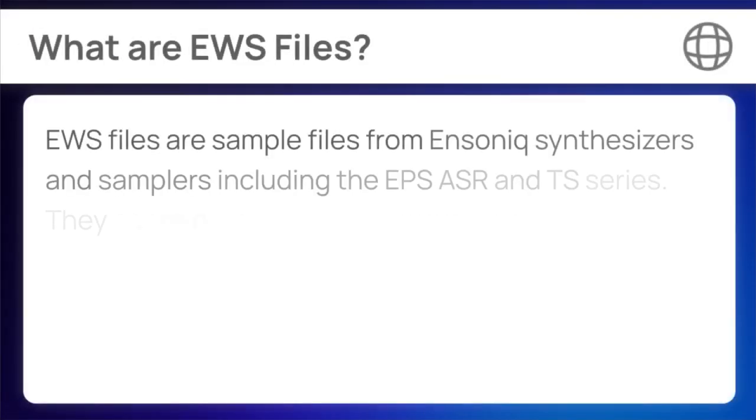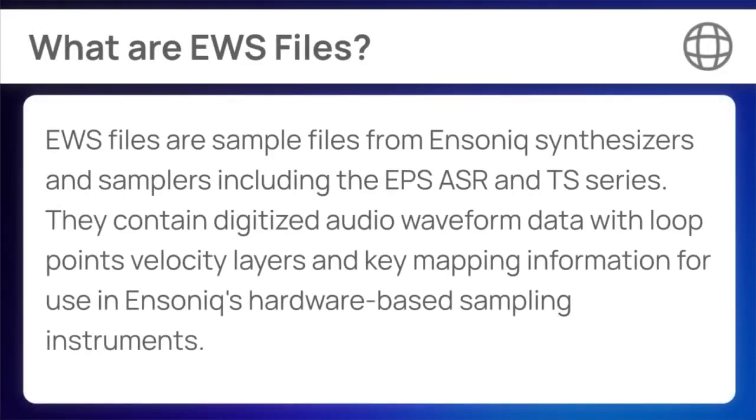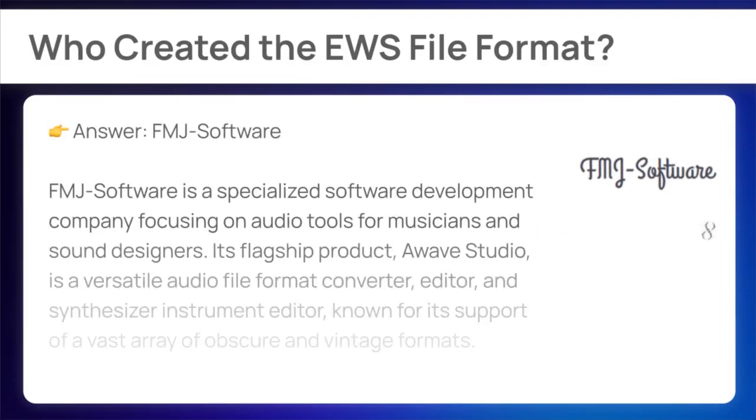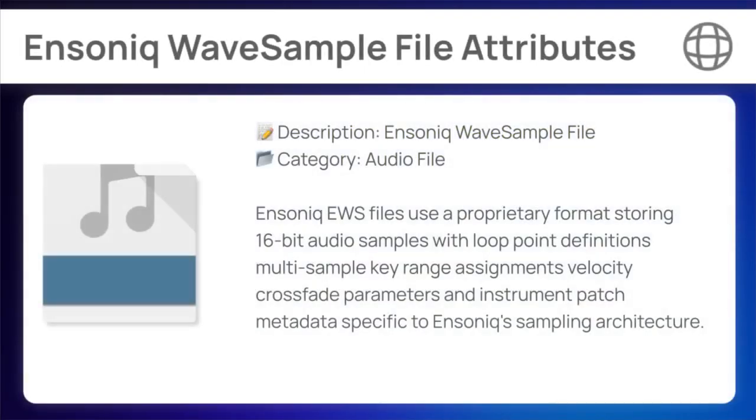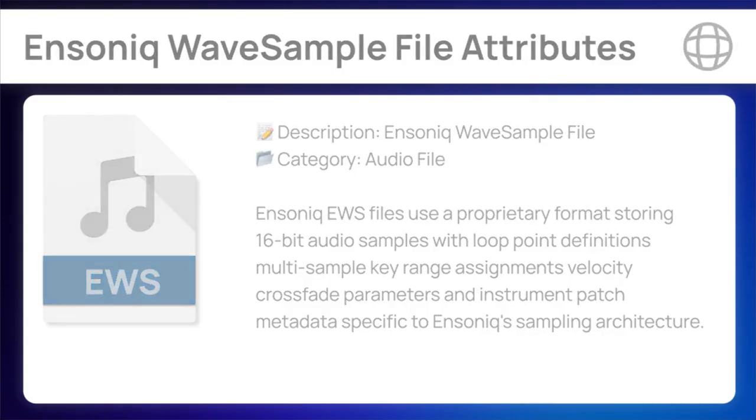EWS files are sample files from Ensoniq synthesizers and samplers, including the EPS, ASR, and TS series. They contain digitized audio waveform data with loop points, velocity layers, and key mapping information for use in Ensoniq's hardware-based sampling instruments. Ensoniq EWS files use a proprietary format storing 16-bit audio samples with loop point definitions, multi-sample key range assignments, velocity crossfade parameters, and instrument patch metadata specific to Ensoniq's sampling architecture.